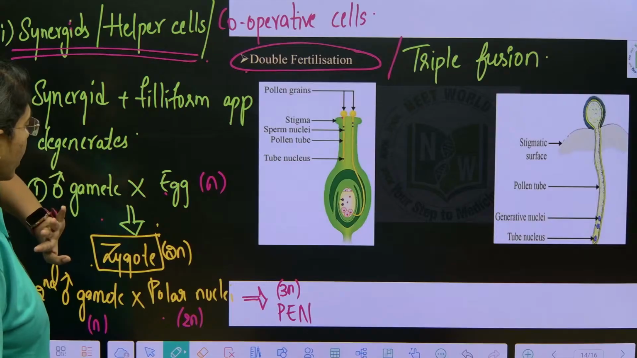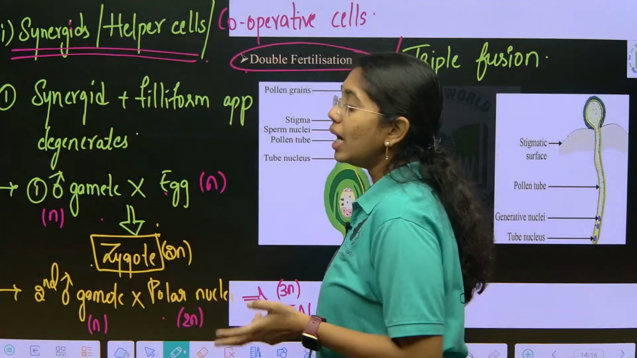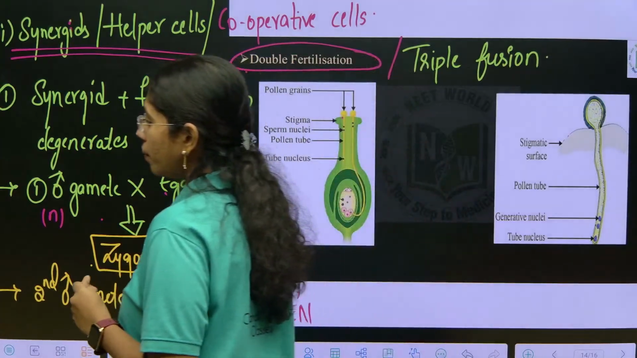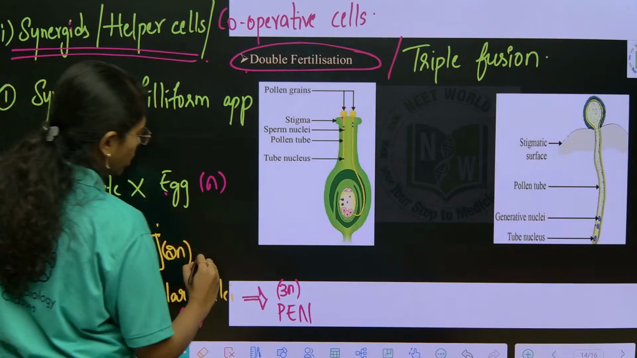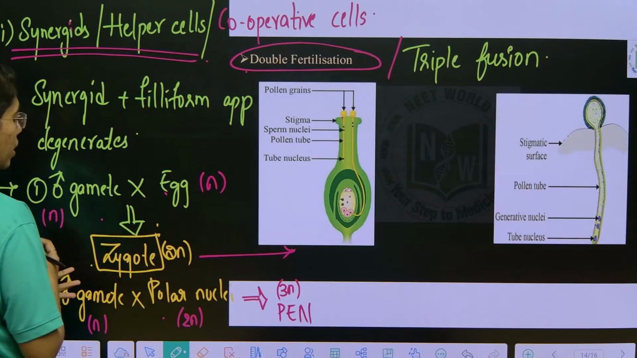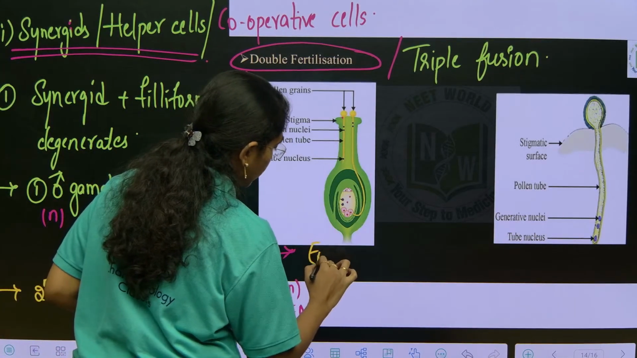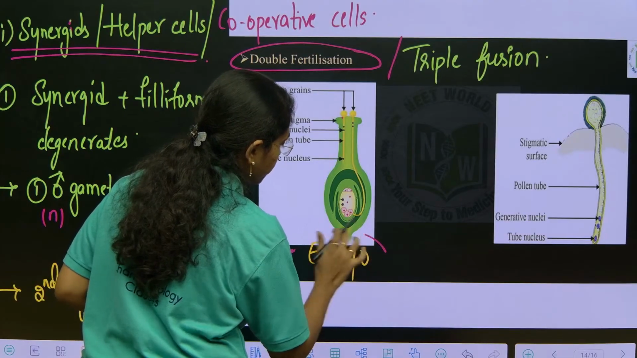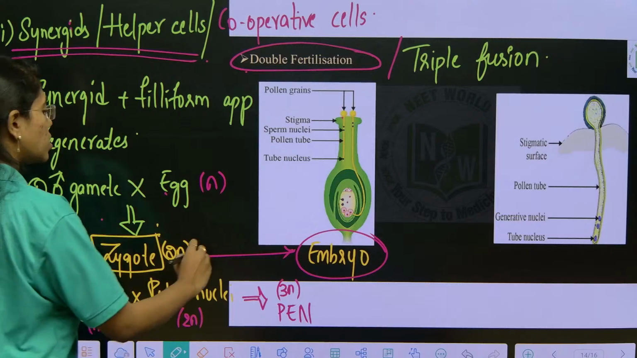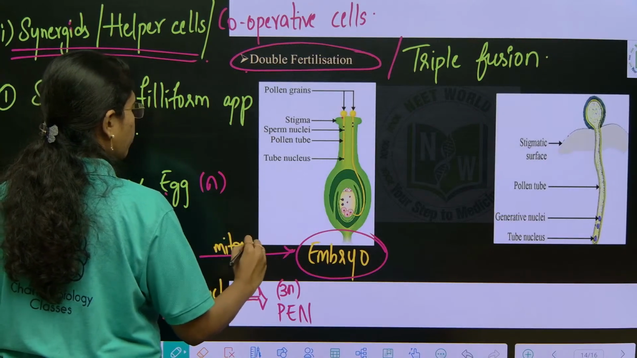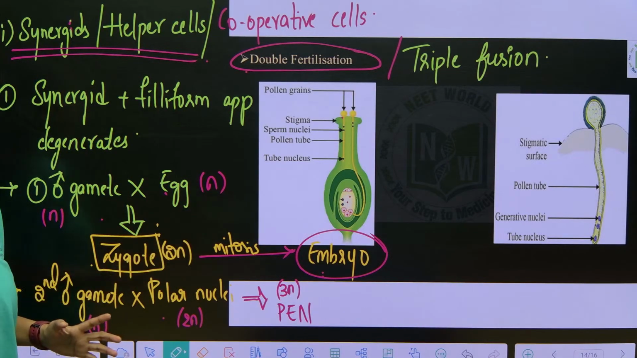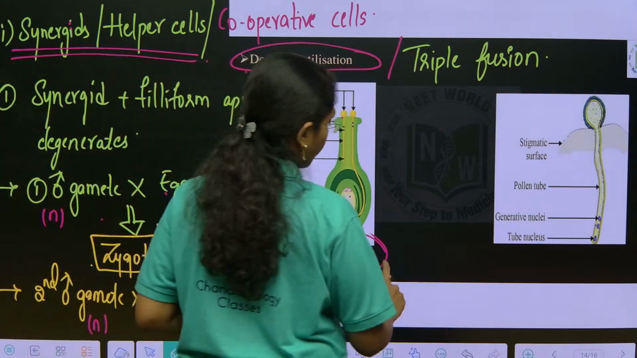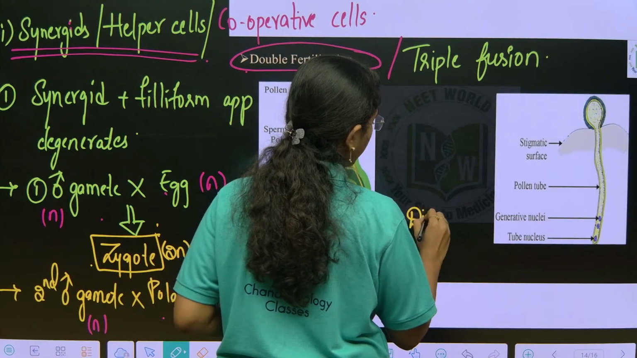Triple fusion. Okay, as such the zygote will later mature to what? Embryo. Zygote will mature to embryo, beta. Zygote undergoes sequential mitotic divisions and becomes an embryo. Fine, right? This will form the embryo, which we will learn under the concept of embryogenesis. So, under post fertilization events, we will be learning the formation of embryo both in dicots and monocots.